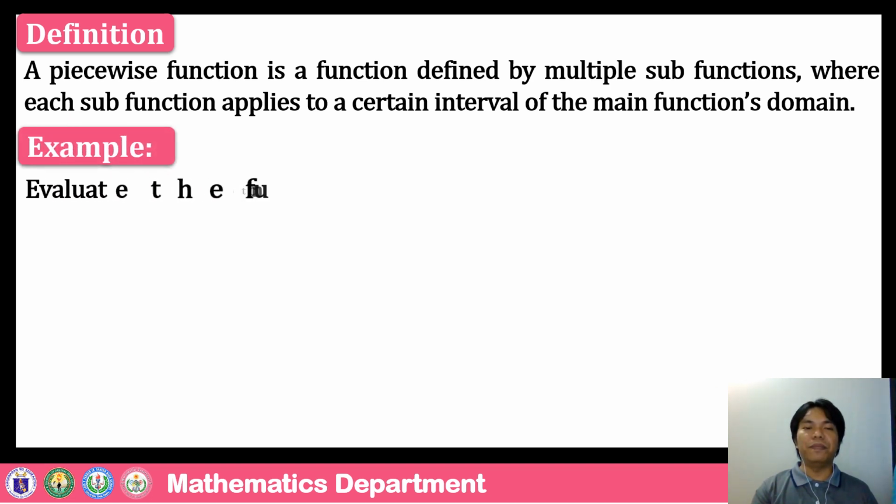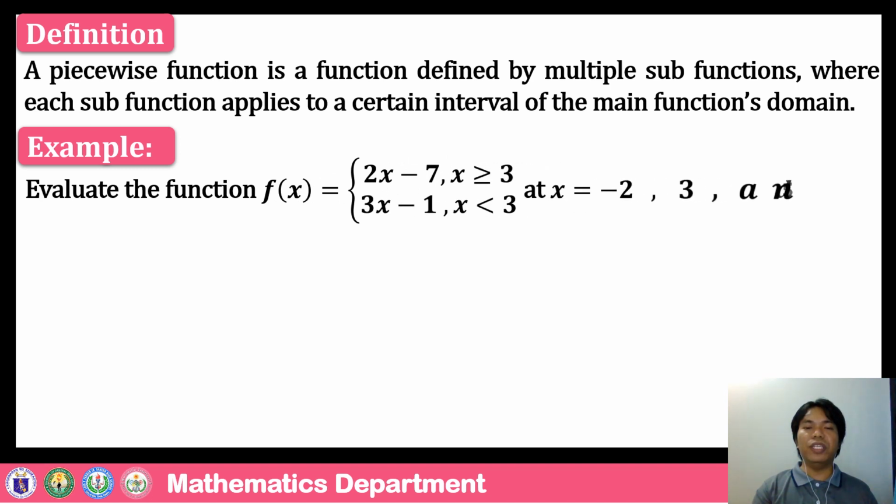So halimbawa, evaluate the given function which is defined by the two subfunctions 2x minus 7 for x which is greater than or equal to positive 3 and 3x minus 1 for x which is less than 3. And then we are going to evaluate this one at x equals negative 2, positive 3, and positive 5.